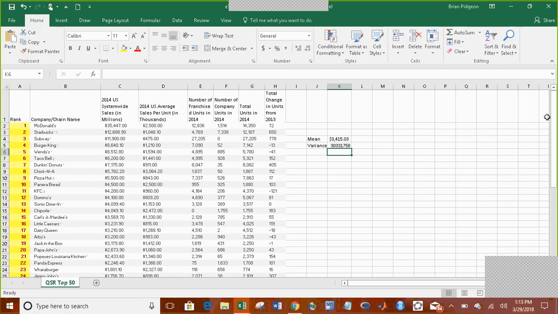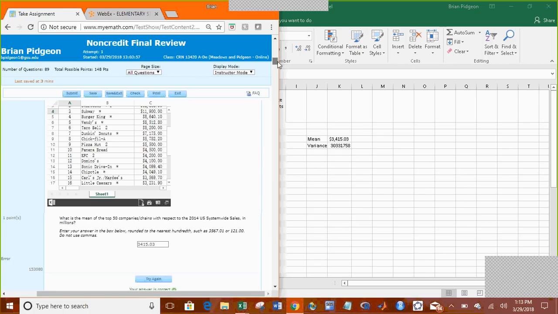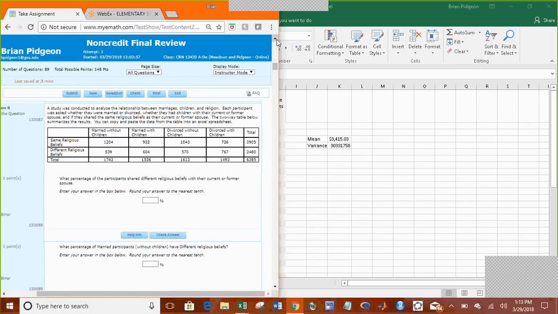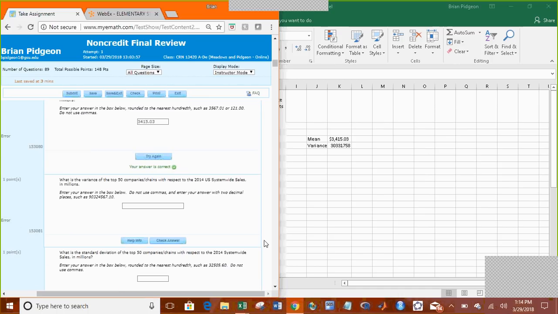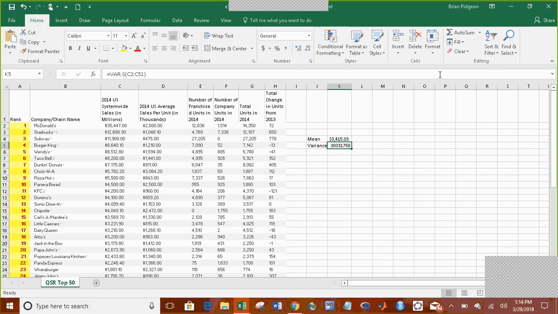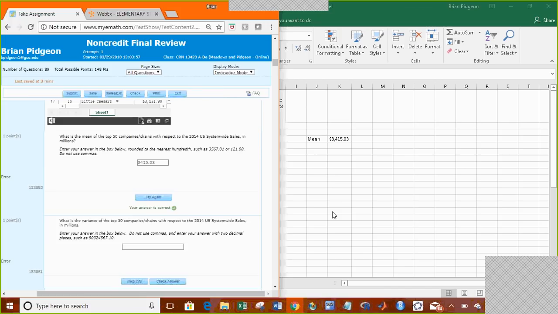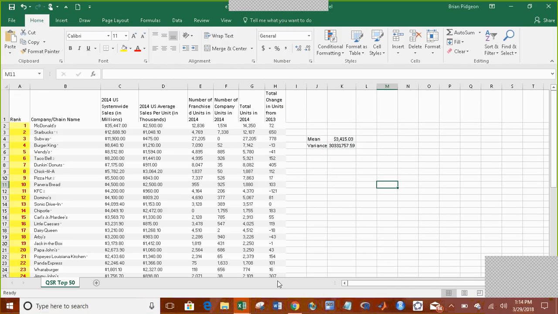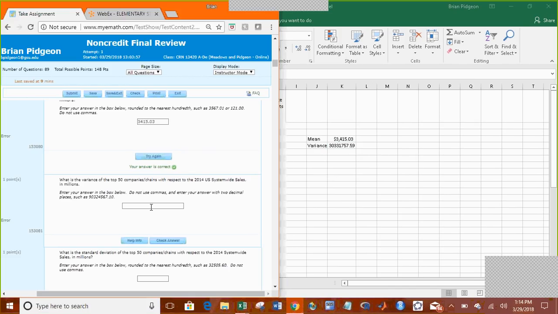It might be a big number. We might have to extend the decimal out a little bit because we want rounded to the nearest 2 decimal places. So we got to extend this out because we're going to see a decimal place. There we go. So our variance is 30331,757.59.